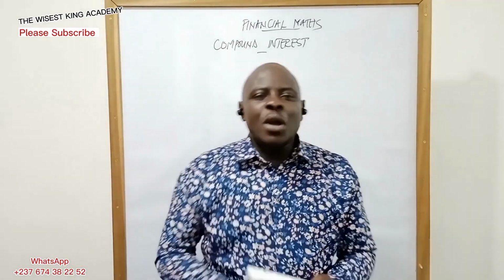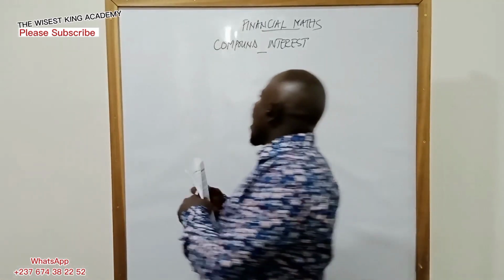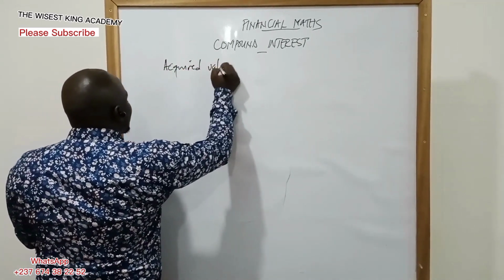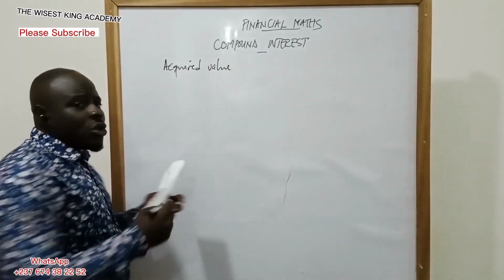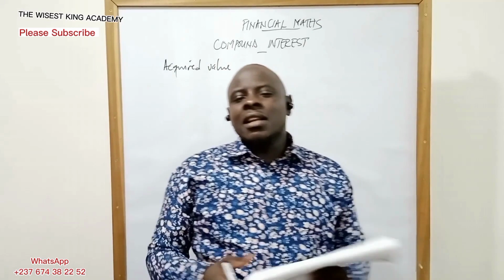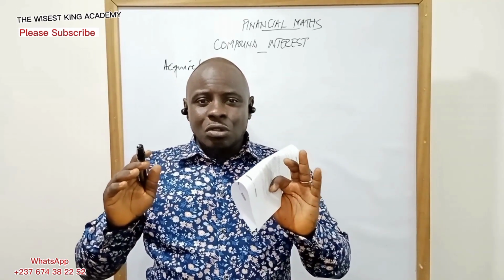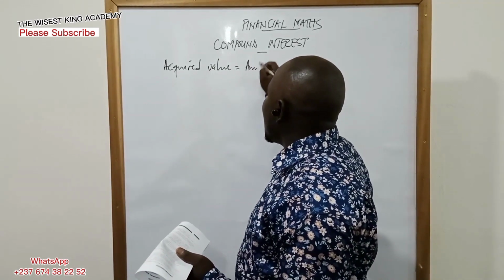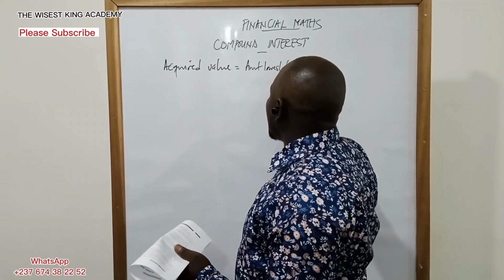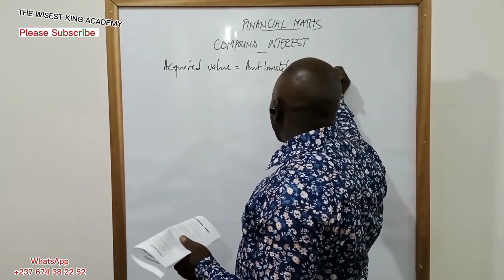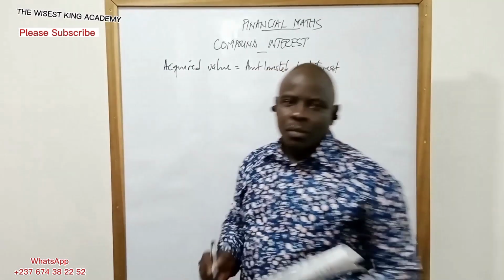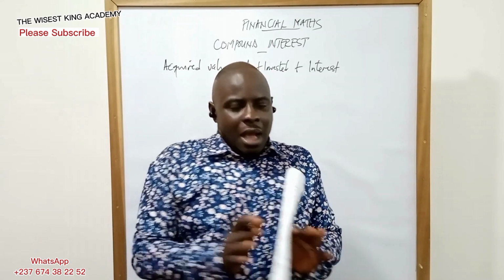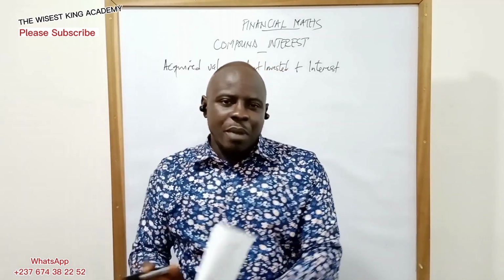Okay, now in simple interest, we are going to look at how to calculate the acquired value. The acquired value is also what we call the future value. And remember, generally, the acquired value is the sum of the amount invested, which we call the principal, plus the interest generated. Acquired value or future value is the sum of the amount invested and the interest generated. That is the principal and the interest.